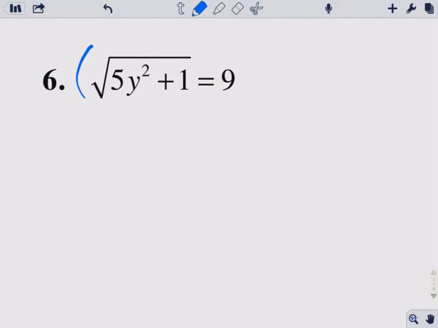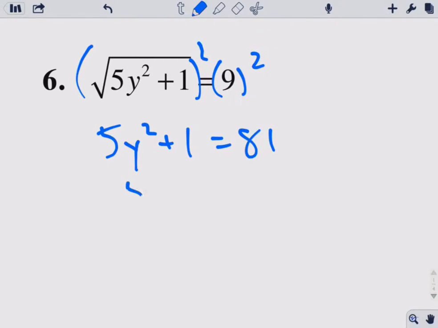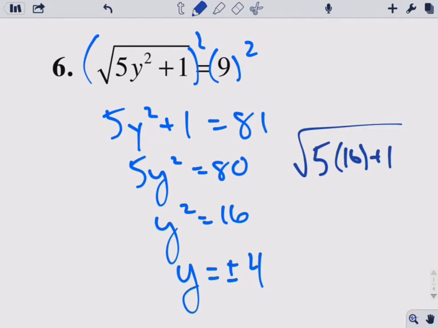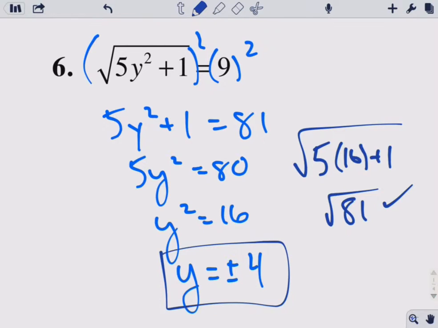Same concept, square both sides. So I get 5y squared plus 1 is equal to 81. So I get 5y squared is equal to 80. Y squared is equal to 16. So y is equal to the positive or negative square root of 16, or positive negative 4. Let's check that. Y squared is 16. So I check that. That is the square root of 81, which does work. So that is my solution.